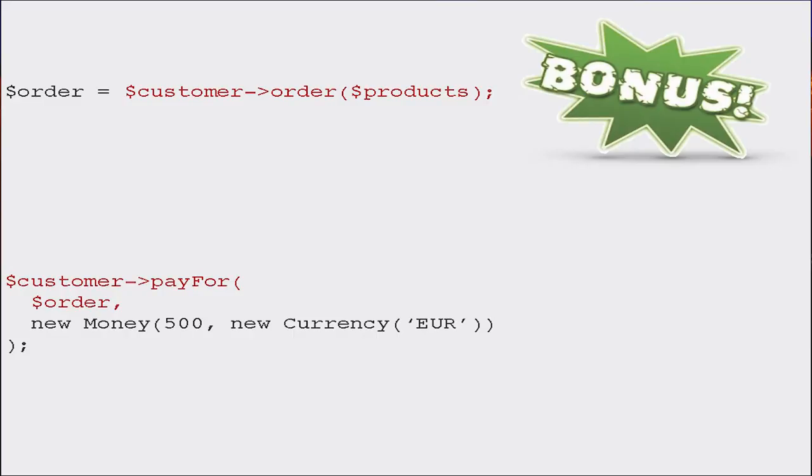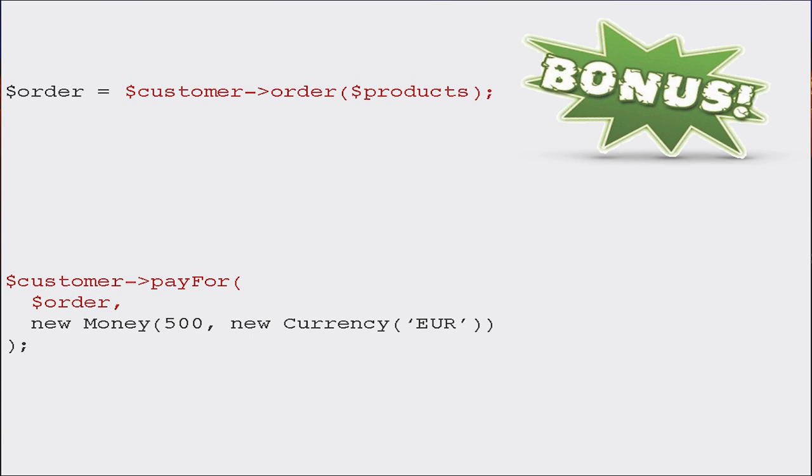I have another bonus points slide. If you really want to get closer to the language, you could do something like this. A customer orders products, and a customer pays for an order. I think this is as close as you can get with PHP to expressing something in the actual domain language.